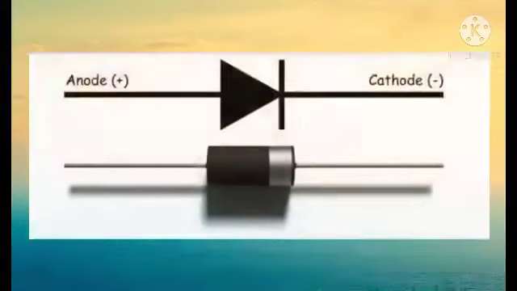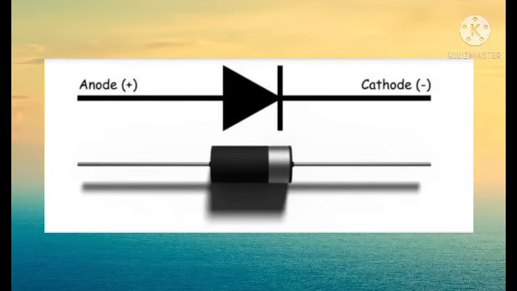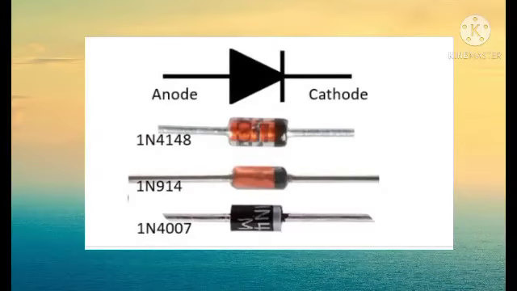The another component is diode. It is used for a rectification purpose. The main application of diode is as a rectifier. It converts the AC signal into DC signal. It is a PN junction type of diode. There are different types of diode available. The diode has its own number, like 1N4148 or 1N4007. As per our application we can select the diode. This is a normal PN junction diode.